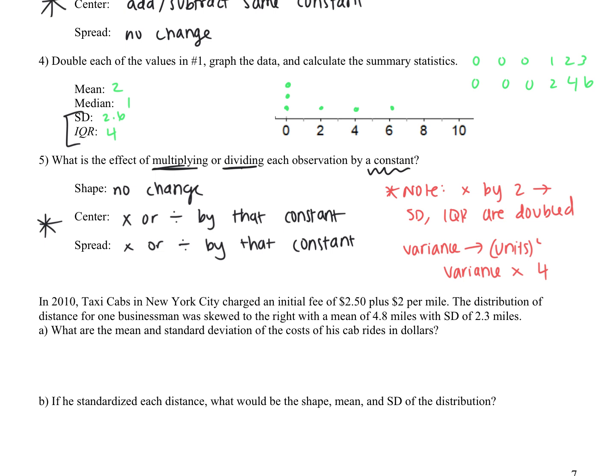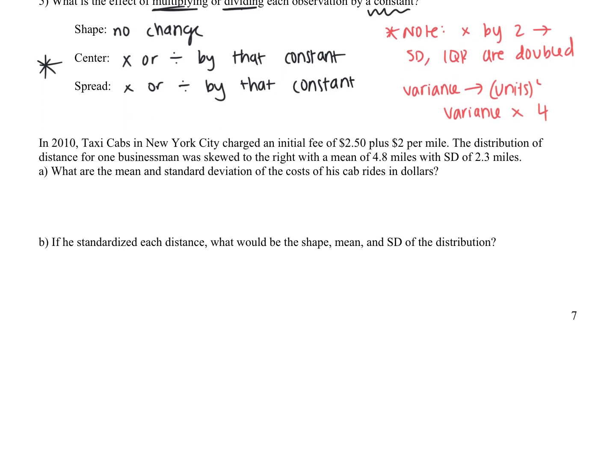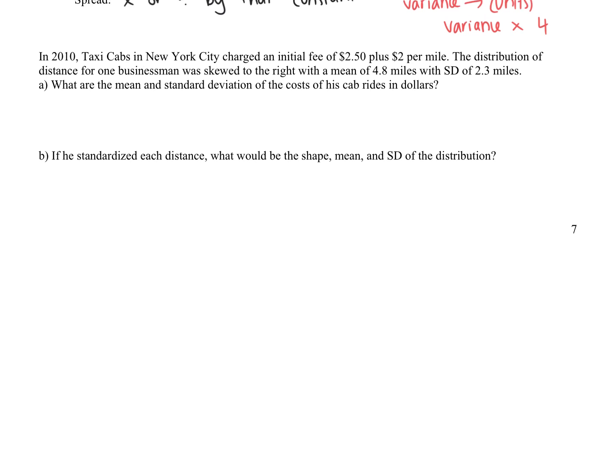Okay, so let's take a look at an example of how you might see this. In 2010, taxi cabs in New York charged an initial fee of $2.50 plus $2 per mile. The distribution of distance for one businessman was skewed to the right, with a mean of 4.8 and a standard deviation of 2.3. What are the mean and standard deviation of the costs of his cab rides in dollars?